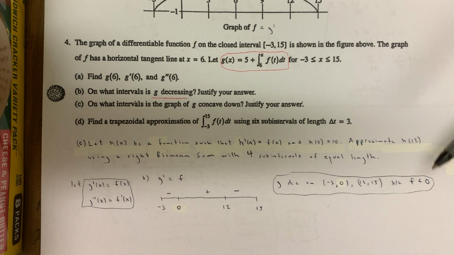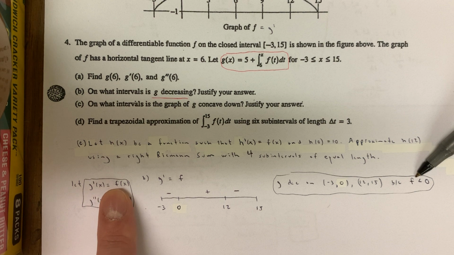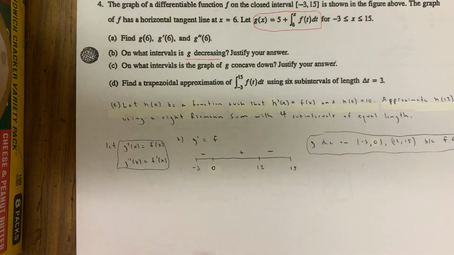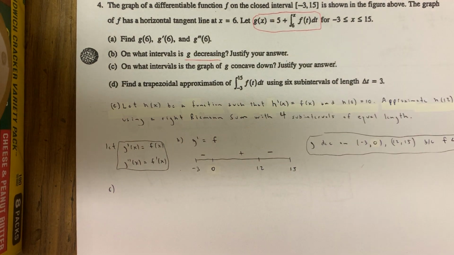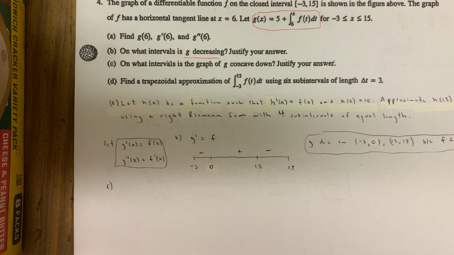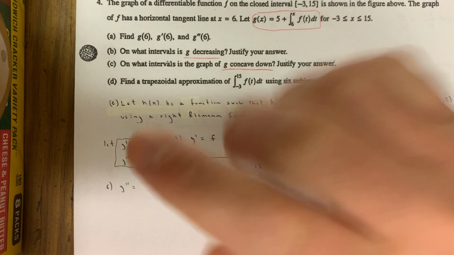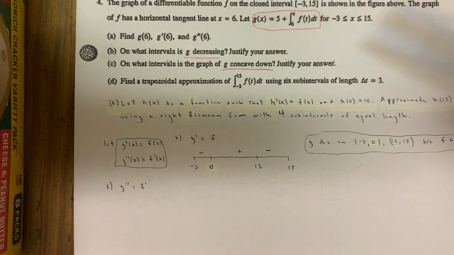Nothing wrong with that. By the way, if you said G prime less than 0, you'd be okay, because right here you're saying G prime is equal to F. But it won't work on part C. On what intervals is the graph of G concave down? Surely there must be some sort of test, and there is: the second derivative test of G. So I wish to draw the G double prime line, which we know is really the F prime line.